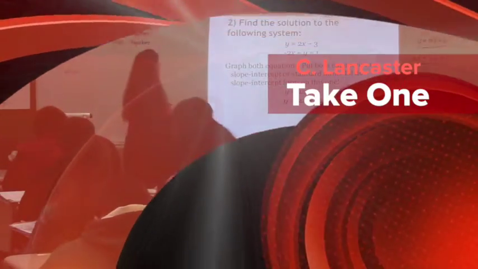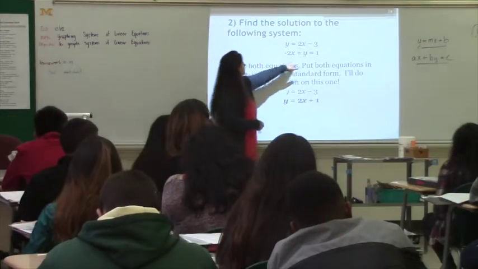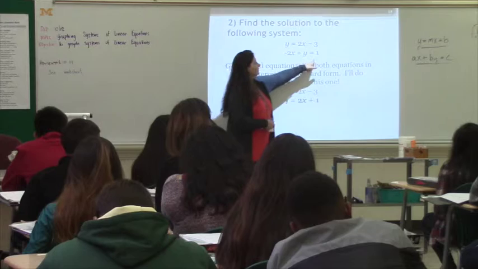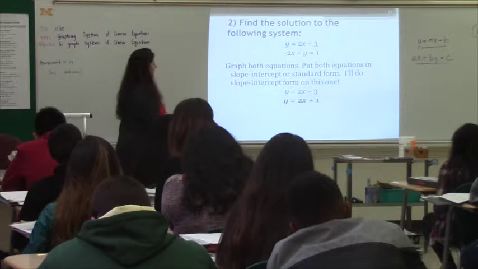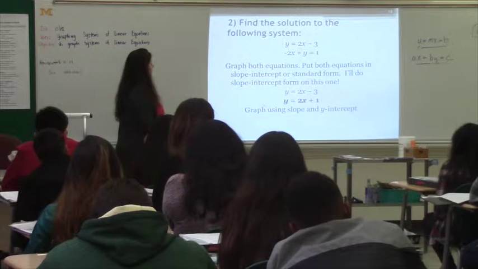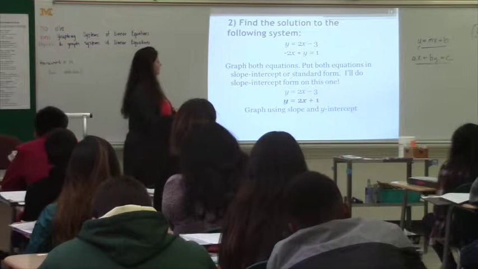So we need to put the second one. So we solve for y. So you add 2x to both sides. You've got them both in standard form. Now you're going to graph using the slope and y-intercept.